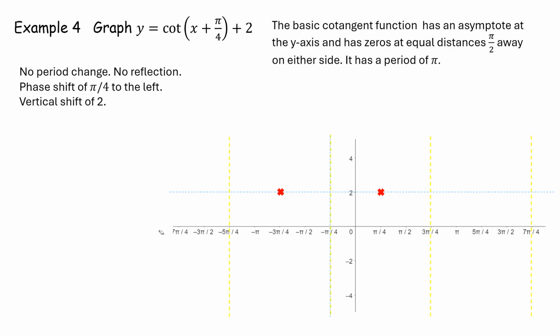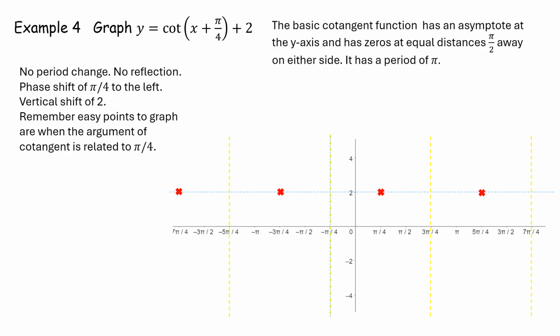And then you've got your zeros. You've got one at pi over 4, so there'll be another 0 at 5 pi over 4, and so on, because they're all going to be pi away from each other. This function has a period of pi, which means every pi radians, it does the exact same thing.